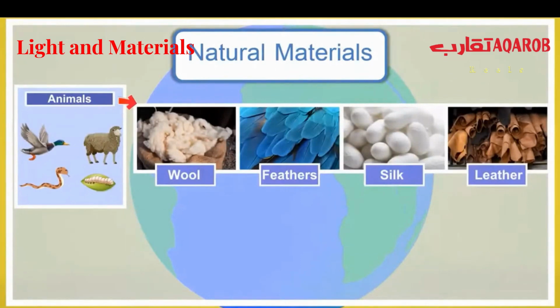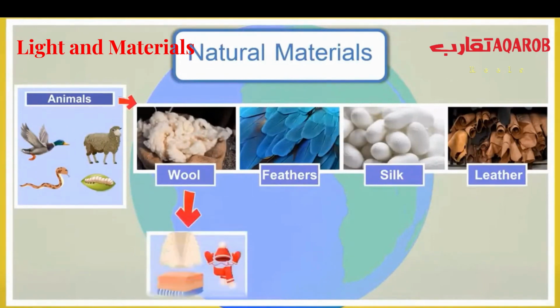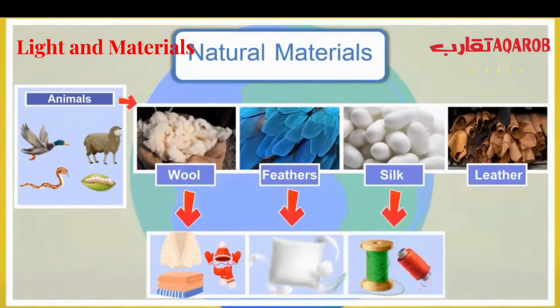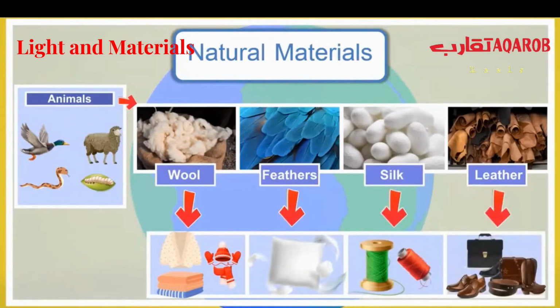We use these natural materials we get from animals in order to make many different things. We use wool to make clothes and blankets. We use feathers to make pillows. We use silk to make strings. And we use leather to make purses and shoes and much more.